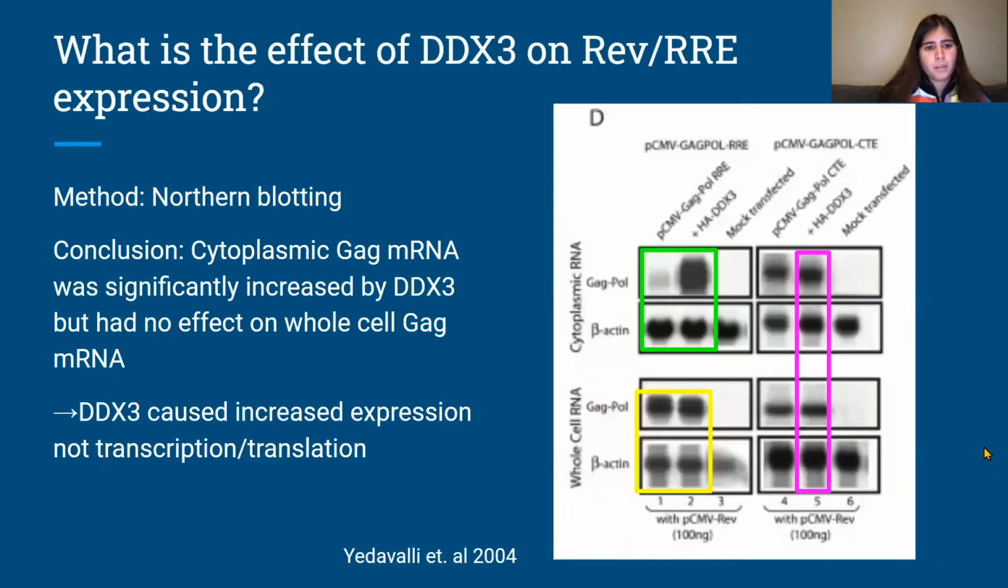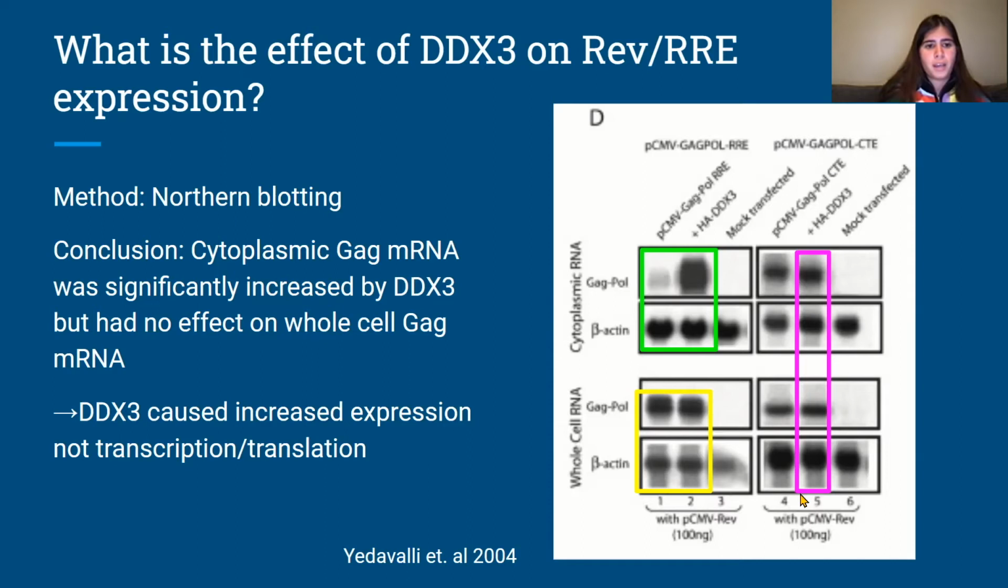Next, they wanted to answer the question of what the role of DDX3 was on Rev-RRE expression. Is it coming from increased transcription and translation? They approached the question using the same RRE- and CTE-containing transcripts, with lane 5 in pink acting as the CTE control lane. In Figure 3d, it is observed in yellow that there is no difference between whole-cell RNA in control lane 1, which contained no DDX3, and lane 2, which had DDX3 present.